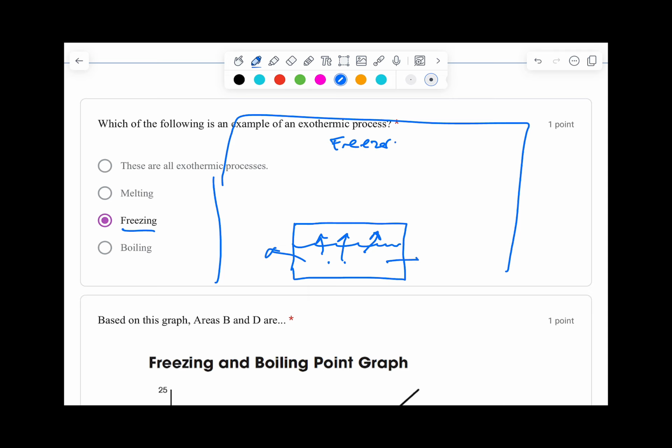If the energy doesn't leave the liquid water, it will never freeze. So this freezer is going to help that. You have a freezer that has significantly less energy than this water. The energy starts to move out of the water, and after a while, this is eventually going to freeze to ice. So because we have energy exiting the system, freezing is exothermic.